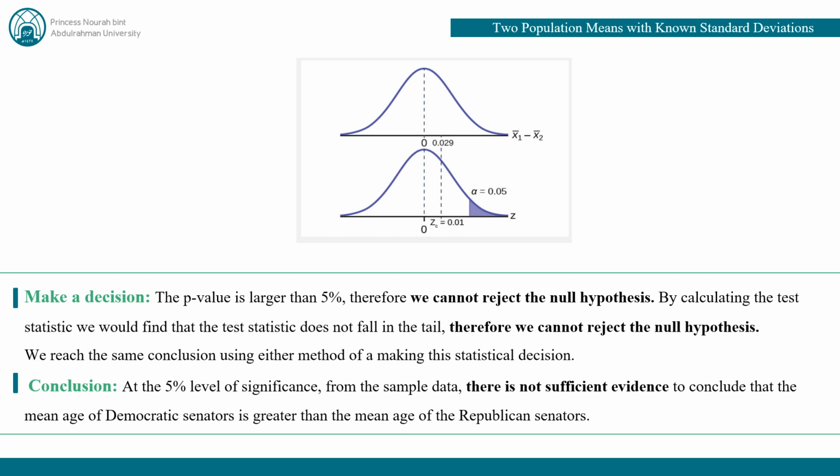Conclusion: at the 5% level of significance, from the sample data, there is not sufficient evidence to conclude that the mean age of Democratic senators is greater than the mean age of Republican senators.